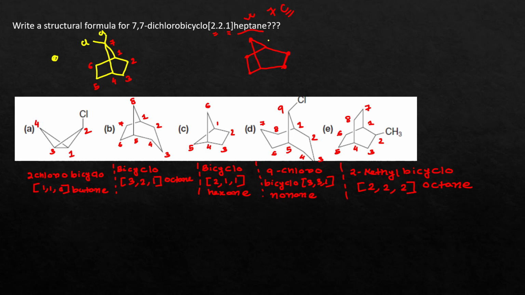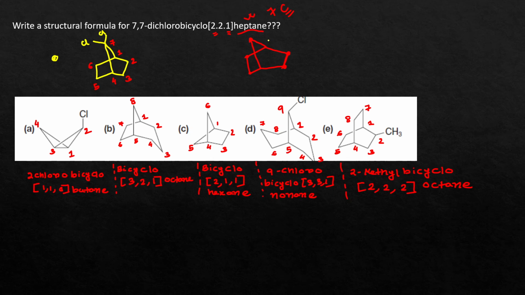So this is the structure. Here I am drawing this structure more beautifully. So this is the structure of this compound, 7,7-dichlorobicyclo[2.2.1]heptane.